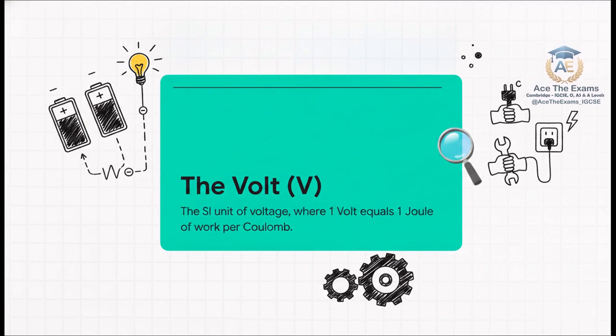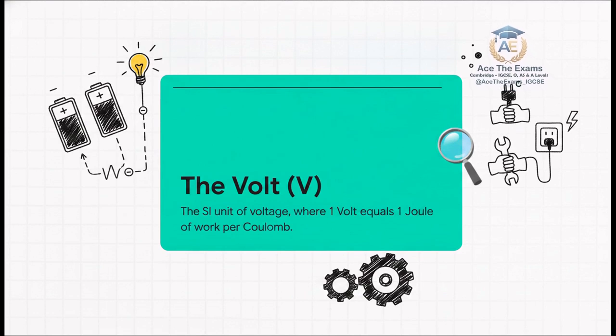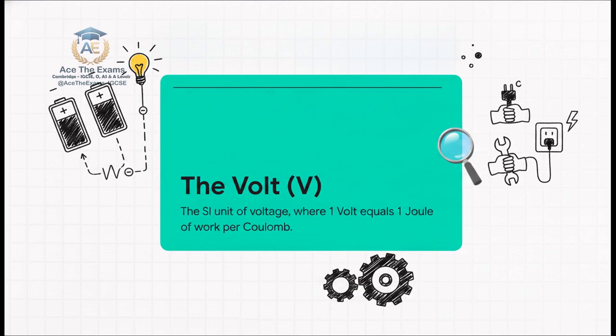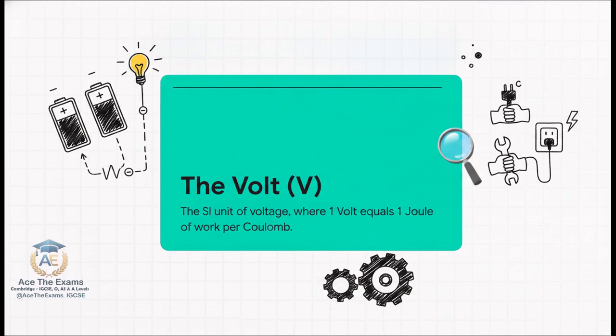But what actually is a volt? The definition is incredibly elegant, and examiners love to test it. 1 volt equals 1 joule of work done per coulomb of charge. Think of it exactly like this. If you plug a device into a standard 230 volts mains supply, that supply is doing exactly 230 joules of work on every single coulomb of charge it pushes around the circuit. It's simply an energy-to-charge ratio. 1 V equals 1 joule per coulomb. If you can remember that a volt is just a joule per coulomb, you can derive half the equations in this unit without even trying.